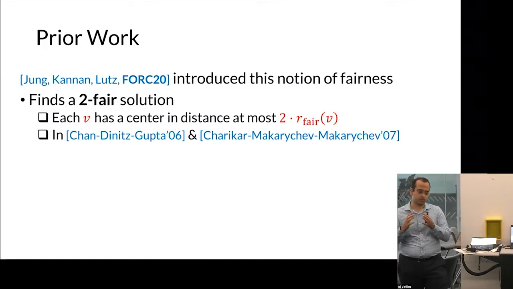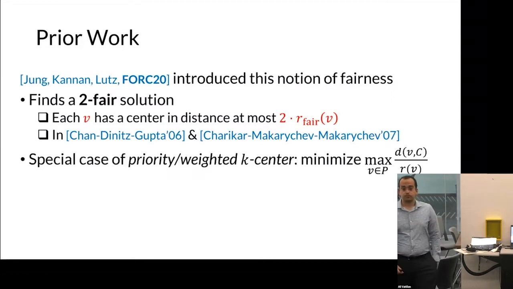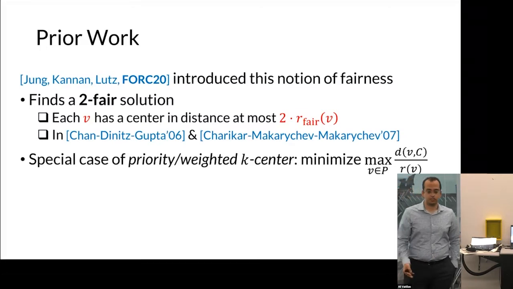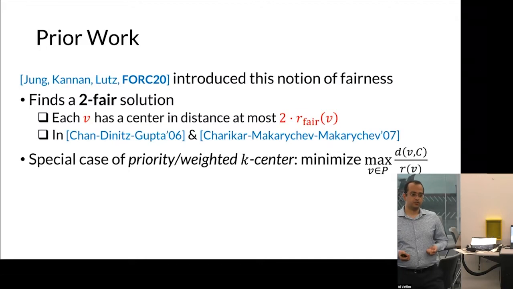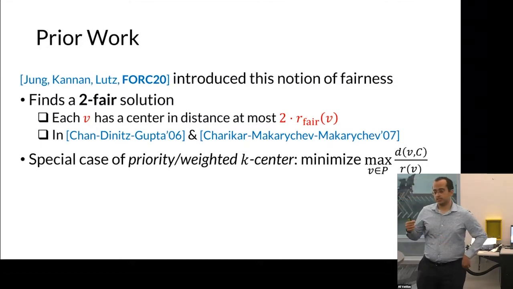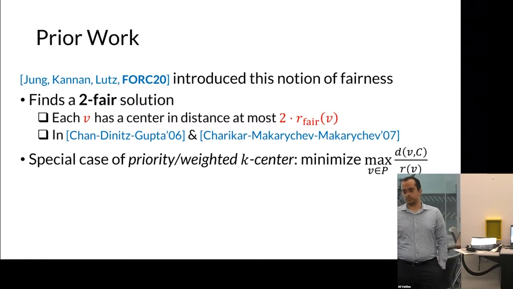To come up with this structure, you find the centers in a certain radius around the points. And as I mentioned, it's also a special case of another known problem, priority and weighted K-center, where you are given some radius of interest for each point. This could be anything, and you want to minimize the maximum violation of this radius. You want to pick K centers such that the distance of each point to its closest center over the radius given for each point is minimized.